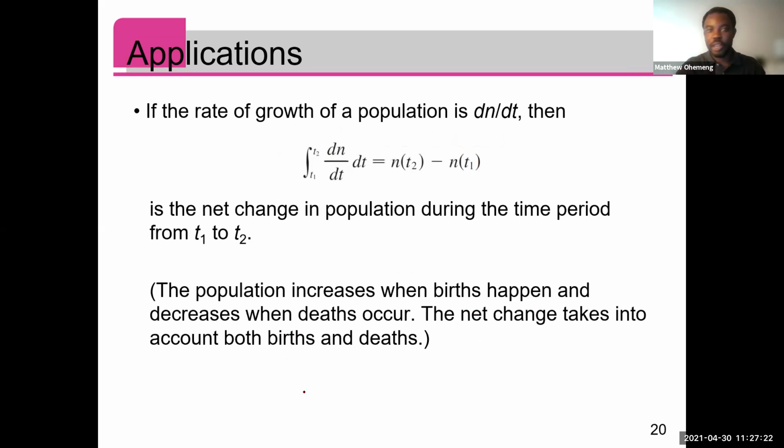Now, maybe all that we've talked about still doesn't make sense in your field. But who knows? Maybe you're into population. Your field deals with population, so it also applies there. The rate of growth of a population, let's call it dn over dt. Then this integral from t1 to t2 of dn over dt, a rate of change, is just going to be the net change in the original function n of t. So it's just going to be the net change in population during the time period. Please, any questions so far?